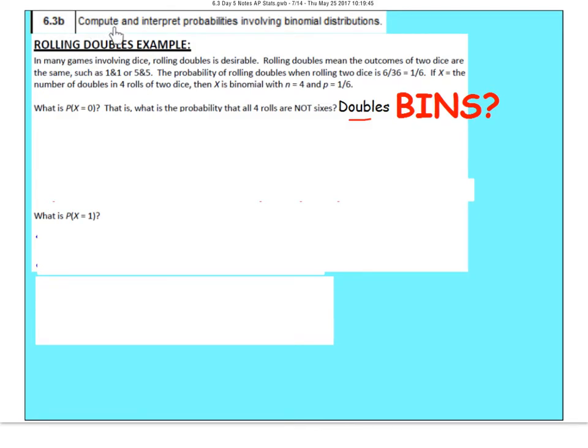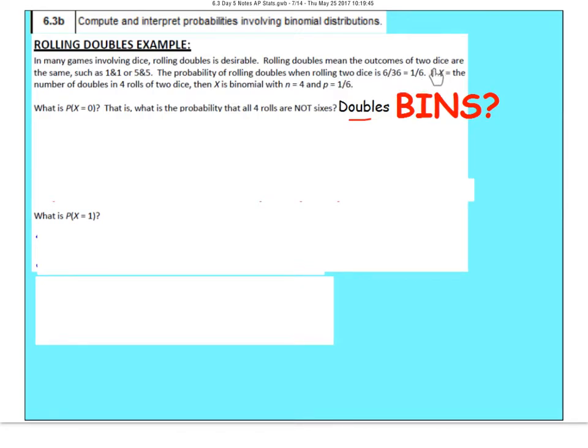6.3b, we're going to compute and interpret probabilities involving normal distributions. So here we're going to roll some doubles. In many games involving dice, rolling doubles is desirable. Rolling doubles means the amounts on two dice are the same, such as getting 1-1 or 5-5. The probability of rolling doubles when rolling two dice is 6 out of 36, or 1/6.